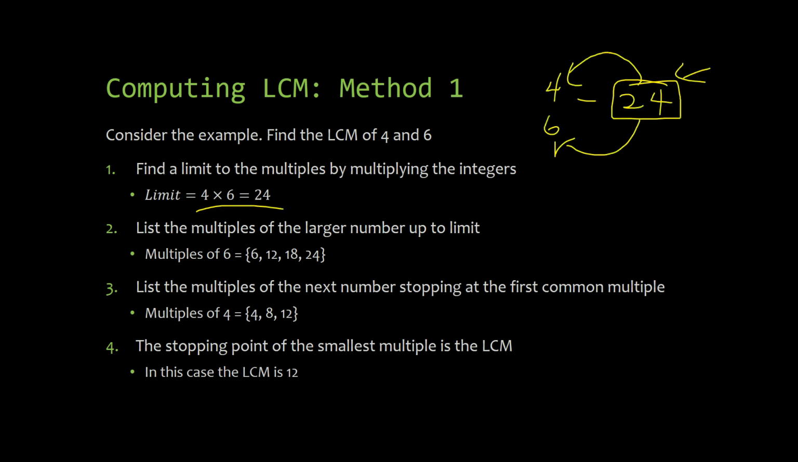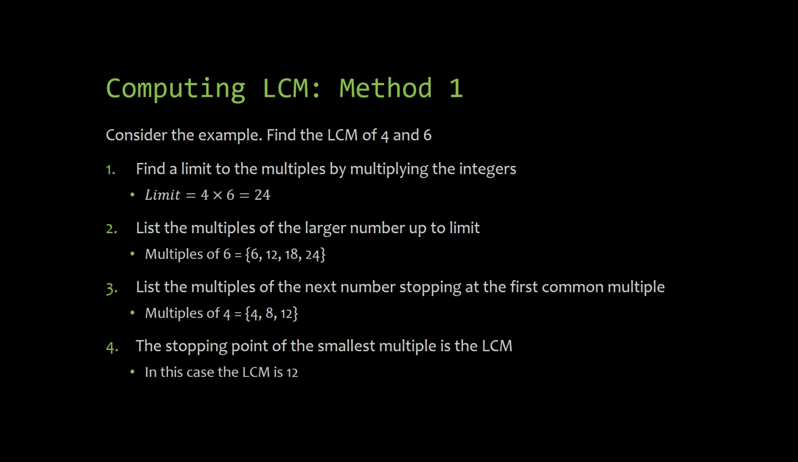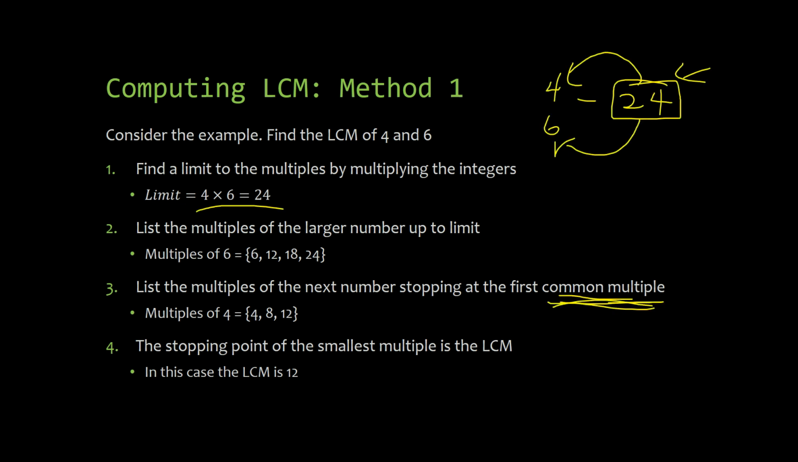So the reason we set it at the limit is because the whole objective is to find the lowest common multiple. If we have a multiple that is in common, then we don't have to go beyond that, because what we're trying to establish is the lowest common. Anyway, as long as we have the limit, which is 24, we now list the multiples of the larger number up to that limit. The reason we choose the larger number to list is because it will step faster towards the limit. The reason we want it to step faster towards the limit is because the smaller one will take a very slow pace to reach the limit.